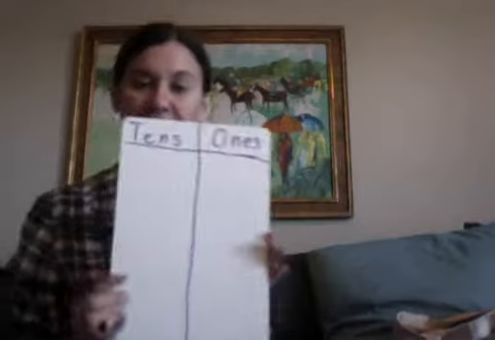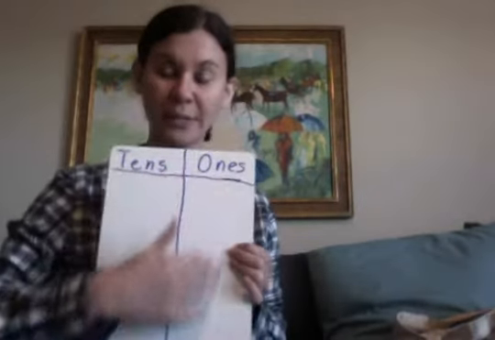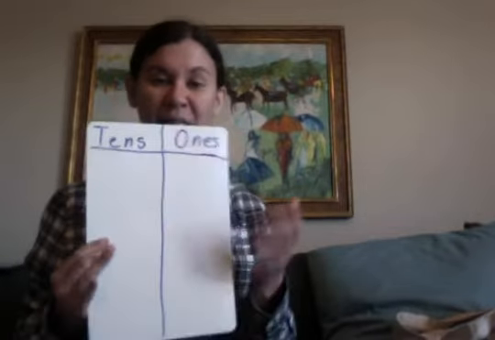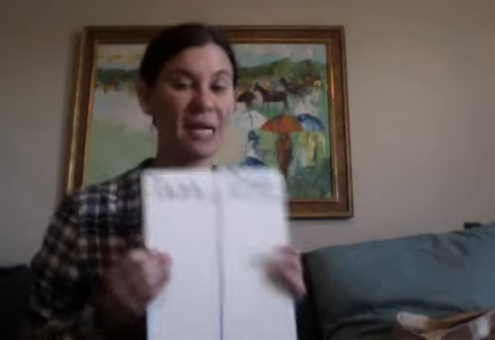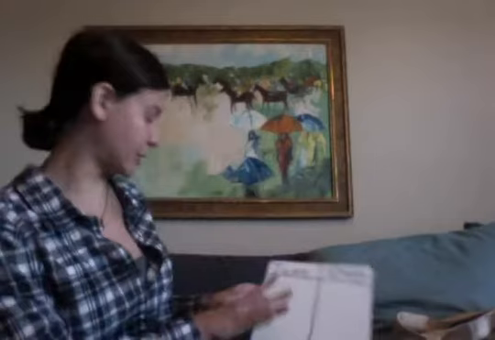And then I have my place value board. So I have my tens column and I have my ones column. So what we'll do is we'll write how many ones and how many tens we have and see if that matches what we counted and figure out what the mystery number is. All right, should we get started?